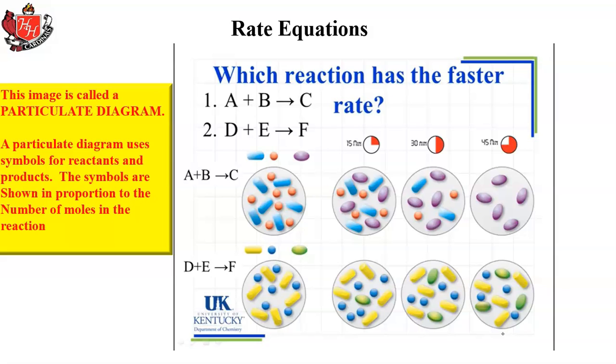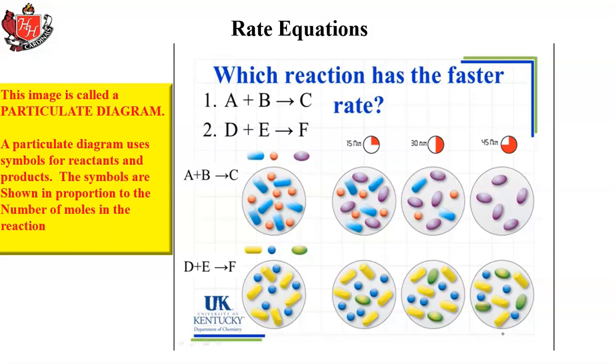Okay, let's just take a quick look at what we're doing in picture form. So this image is called a particulate diagram. A particulate diagram uses symbols for reactants and products. The symbols are shown in proportion to the number of moles in the reaction. So if we look at the top reaction, we see we're starting off with these blue ovals and these red circles. Those are our reactants. Those would represent A and B in reaction number one.